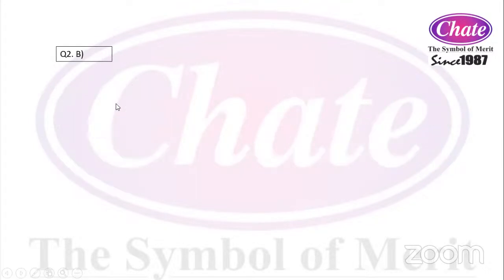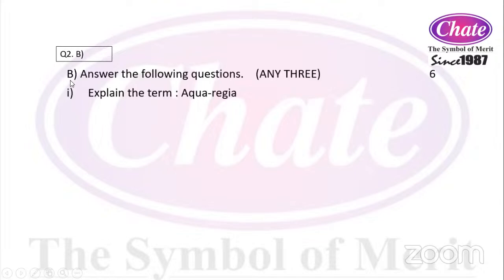Because in the next questions you will get more options. In question 2, from question 2B, you will always get more options, that means you can select the many questions among these. Here in part B, answer the following. We have to solve any three questions from the given five questions. So let's see one by one.